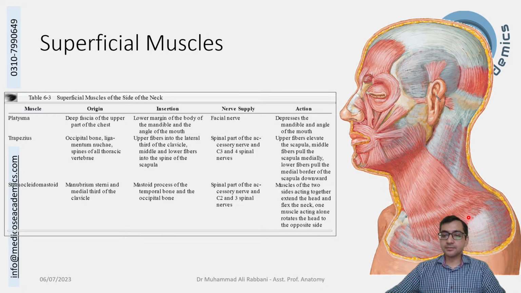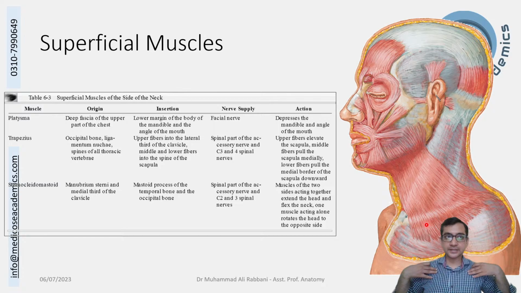Platysma. Platysma is a very interesting muscle in its origin, in that it does not have a bony origin. It originates from the deep fascia covering the deltoid. It originates from the deep fascia covering the pectoralis major. So it is originating from the deep fascia from the upper part of the arm and chest.